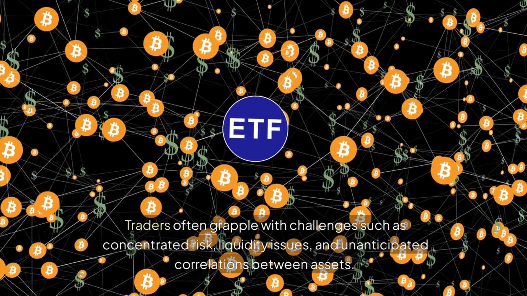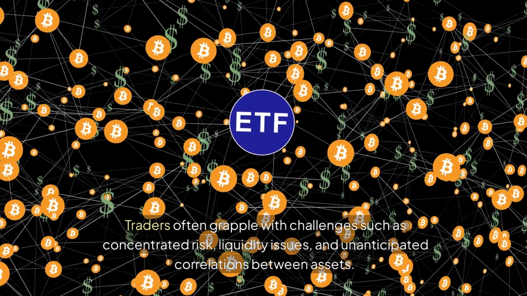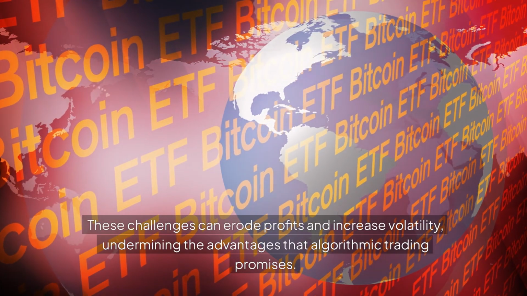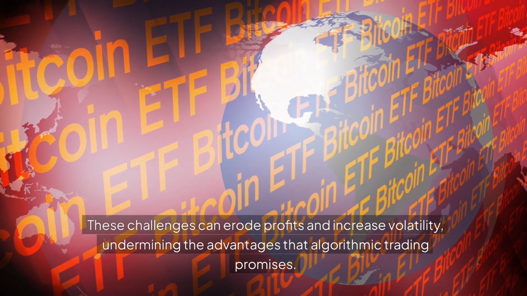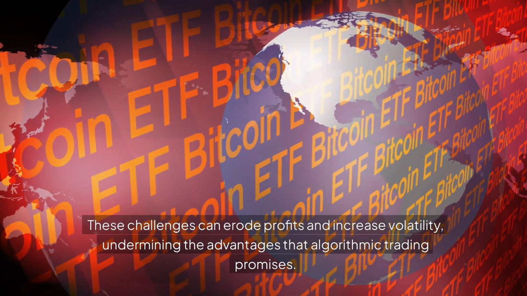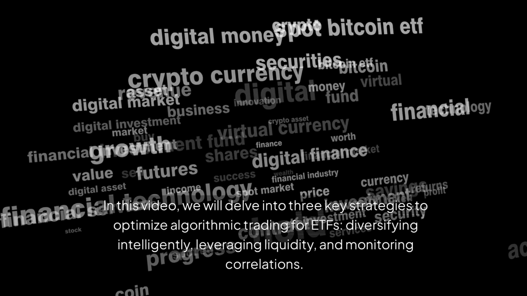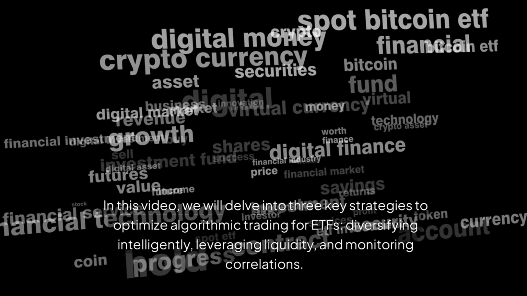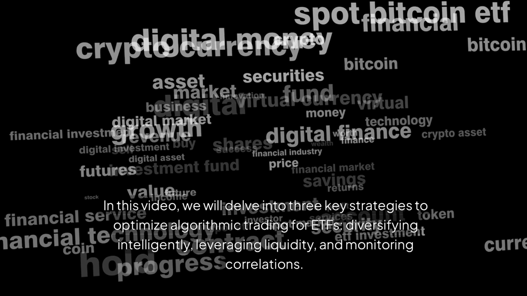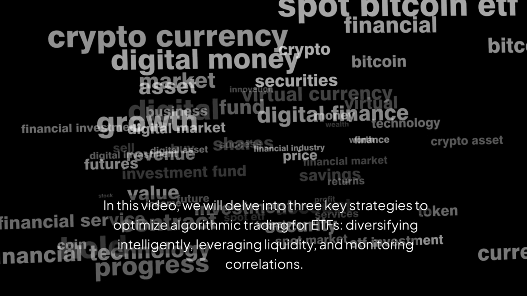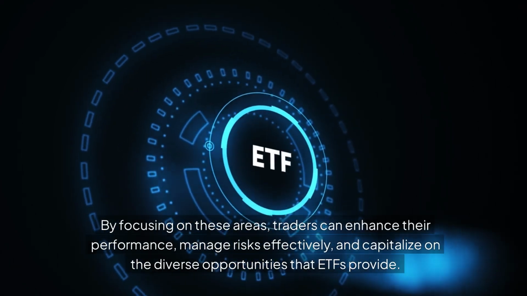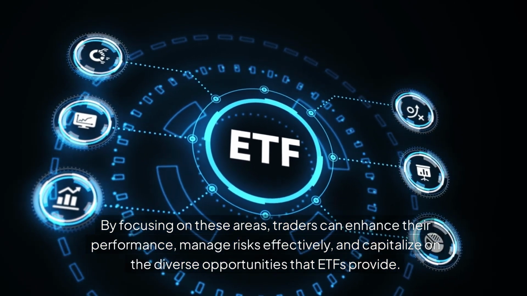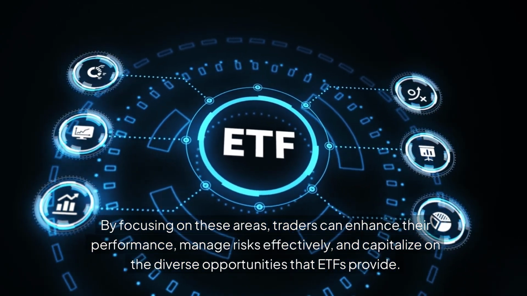Traders often grapple with challenges such as concentrated risk, liquidity issues, and unanticipated correlations between assets. These challenges can erode profits and increase volatility, undermining the advantages that algorithmic trading promises. In this video, we will delve into 3 key strategies to optimize algorithmic trading for ETFs: diversifying intelligently, leveraging liquidity, and monitoring correlations. By focusing on these areas, traders can enhance their performance, manage risks effectively, and capitalize on the diverse opportunities that ETFs provide.